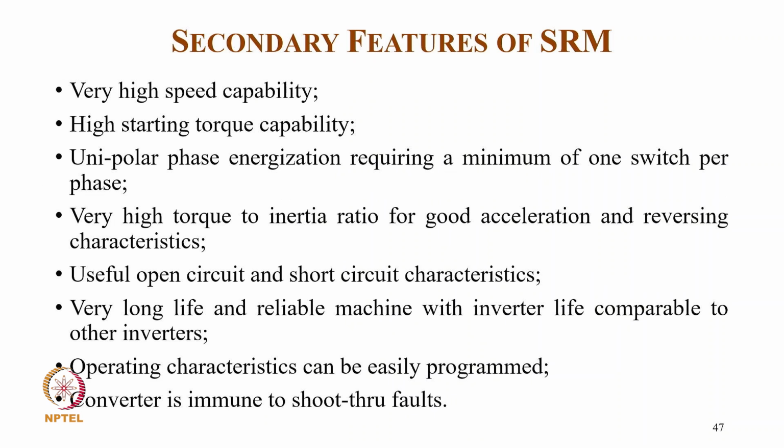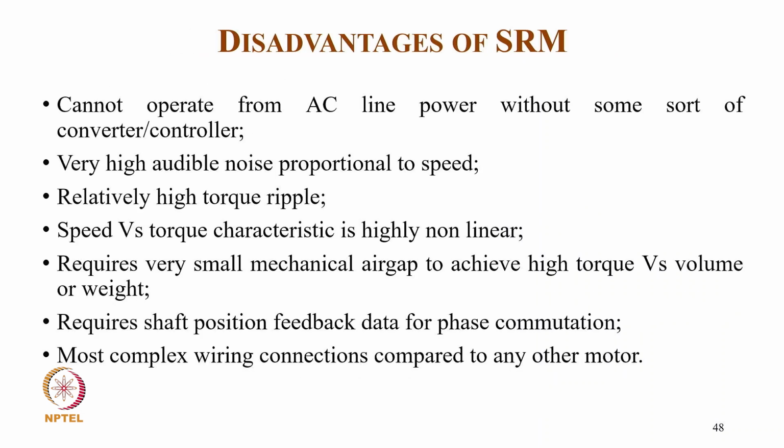So the second features of this reluctance motor are very high speed capability, high starting torque capability, unipolar phase energization requiring a minimum of 1 switch per phase, and very high torque to inertia ratio for good acceleration and reversing characteristic, and useful open circuit and short circuit characteristic. Very long life and reliable machine with inverter life comparable to other inverters, and operating characteristic can be easily programmed.